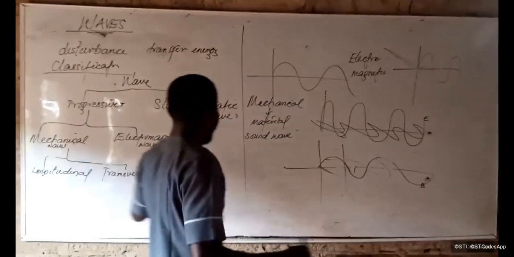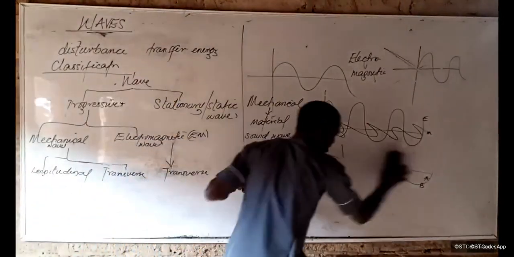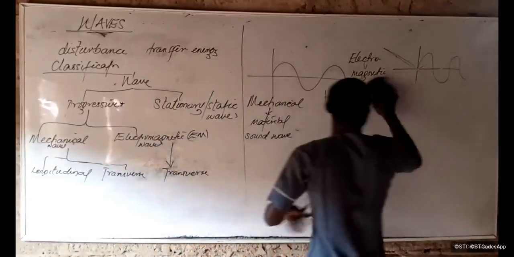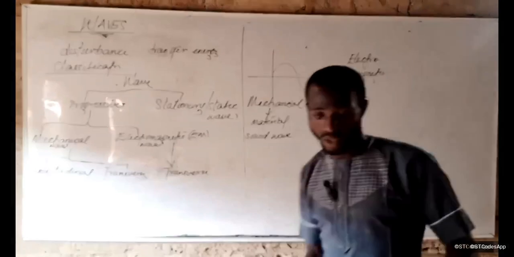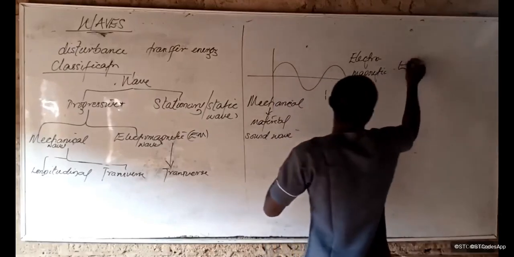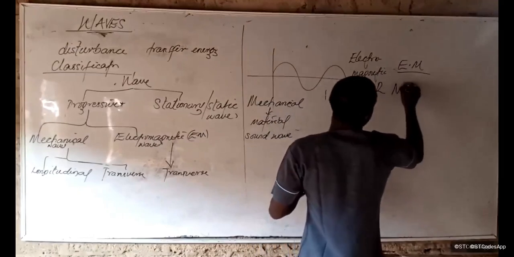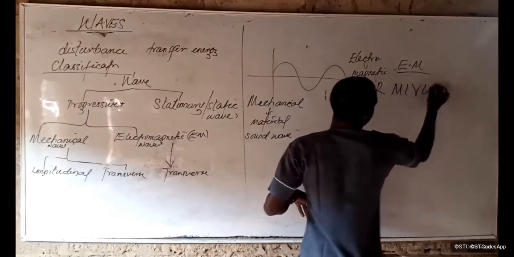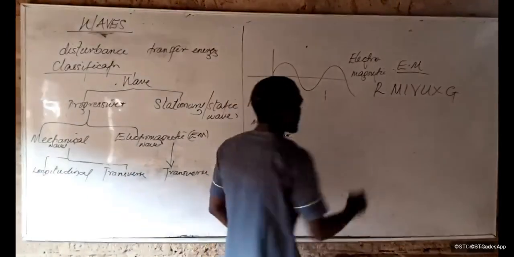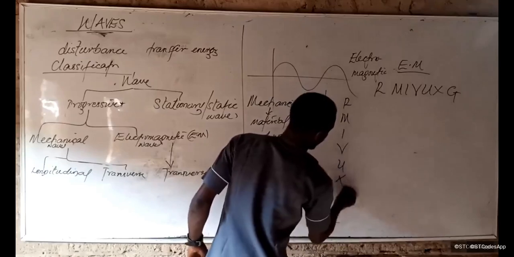So this is the spectrum that is then produced when this occurs. I hope we understand what I'm talking about, when the electric field and magnetic field interact at 90 degrees to each other. So the spectrum that is produced is called the EM spectrum, electromagnetic spectrum, and it is called the RMI Vox G. So R standing for, okay, let me write it this way, RMI Vox G.